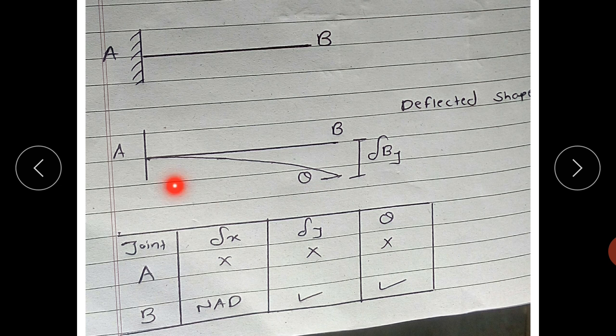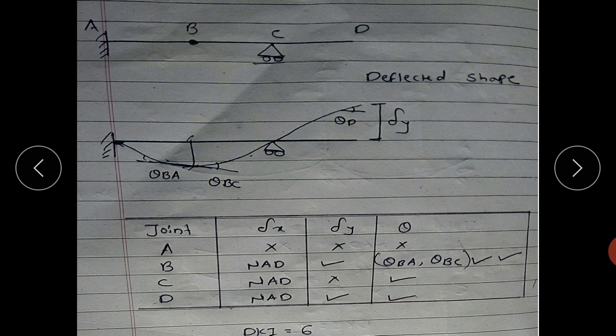Similarly here at point A, as it is a fixed support, delta x is equal to 0, delta y equal to 0, rotation is equal to 0. If we neglect the x displacement, then delta y will be there and rotation will be there, so DKI is 2. Here at the internal hinge, 2 rotations, at BA and BC, and deflection in this direction, but we neglect it in x direction. So 3 degrees of freedom will be there.